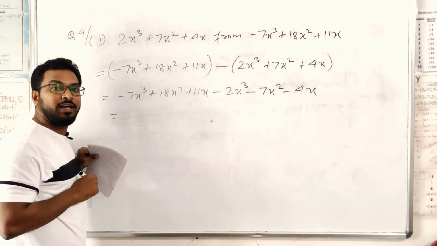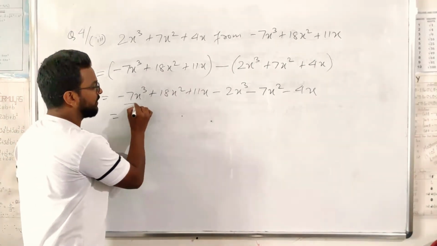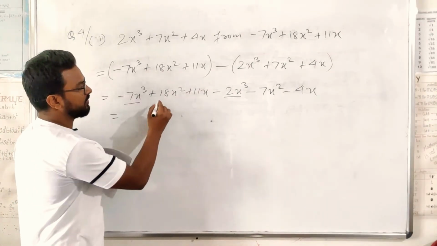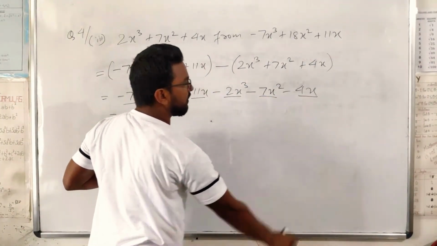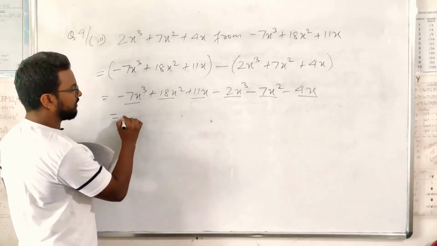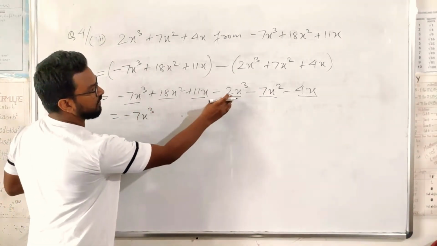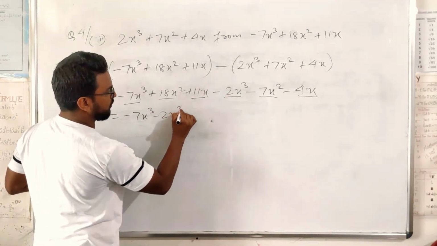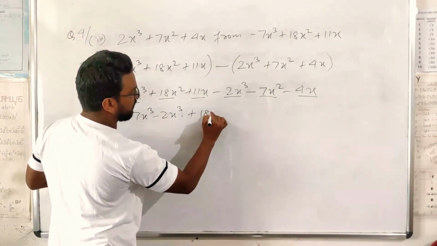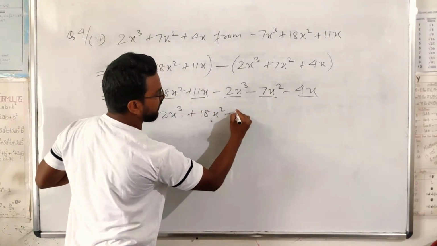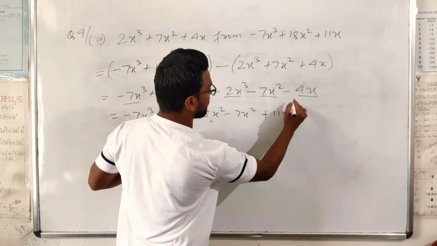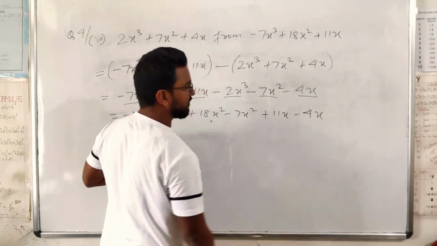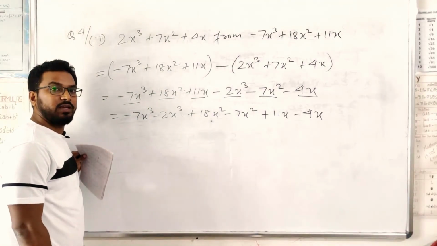So we'll select all the like terms. This one and this one are like terms, this and these are like terms. So we'll bring the like terms together. Minus 2x cube plus 18x square, and this will be minus 7x square. Next is plus 11x, and this is minus 4x. We bring all the like terms together.